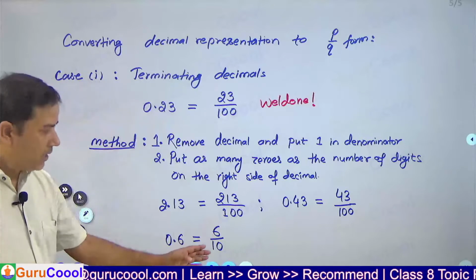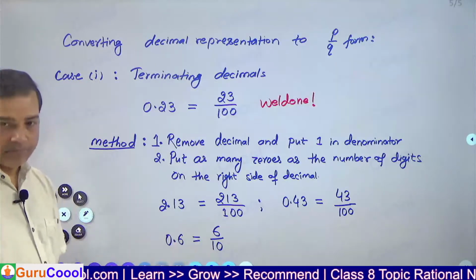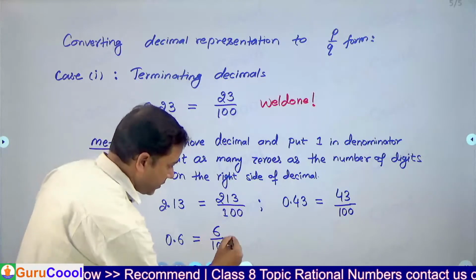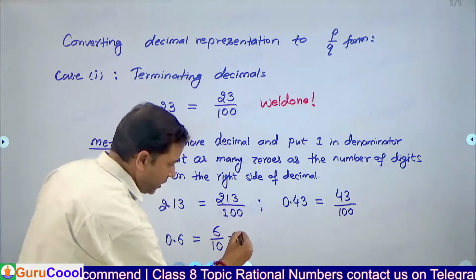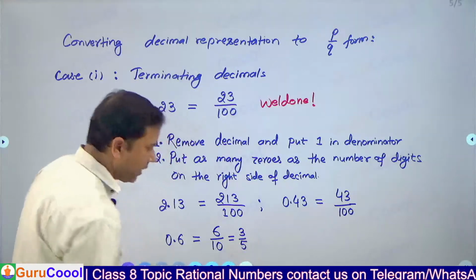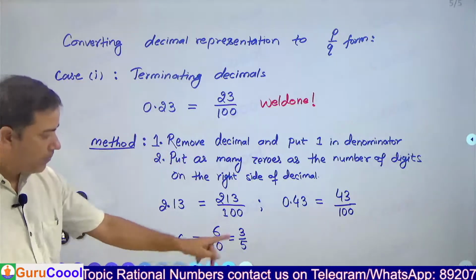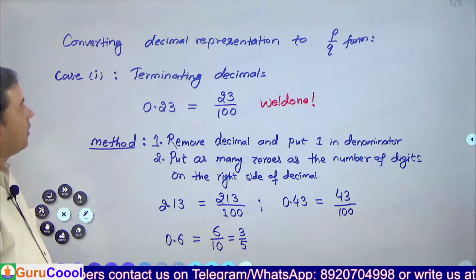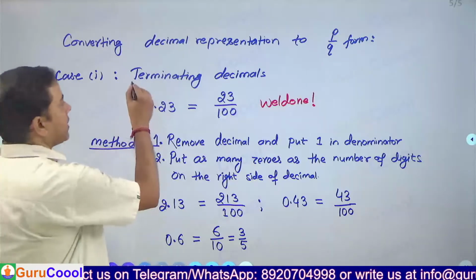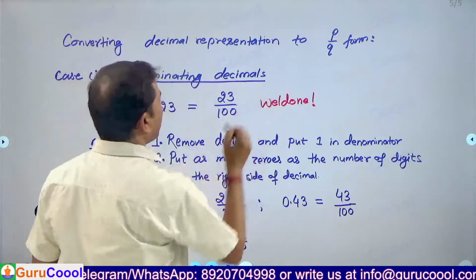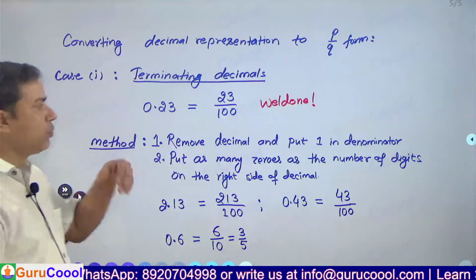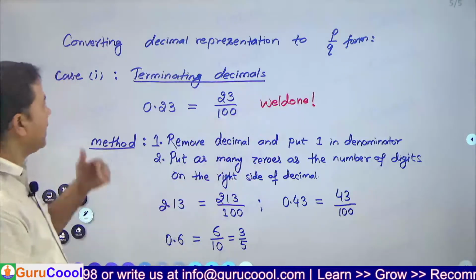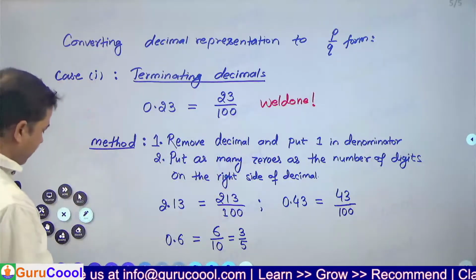We can simplify as well whenever possible. Yes, sir. 3 by 5. By 2 we can cancel. 2 threes are 6, 2 fives are 10, so 3 by 5. So this was about terminating decimals. We have discussed how to change a terminating decimal into P by Q form. Let us now go to the second case.